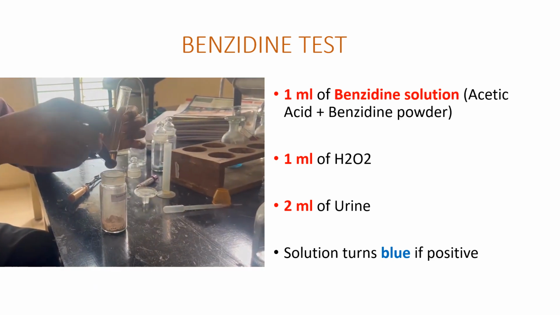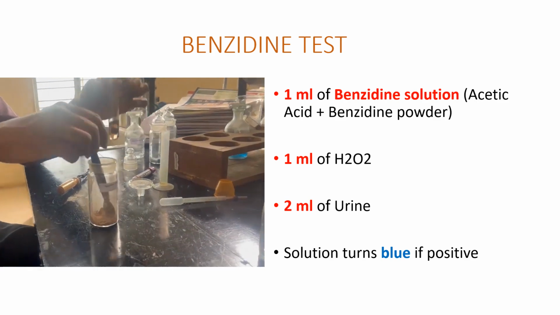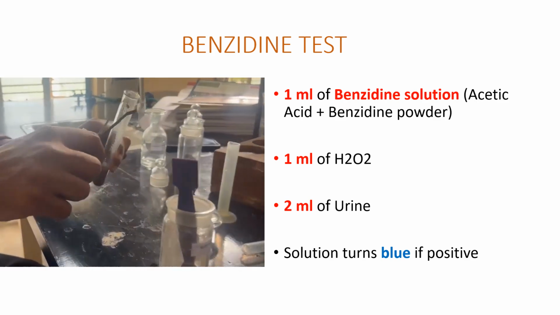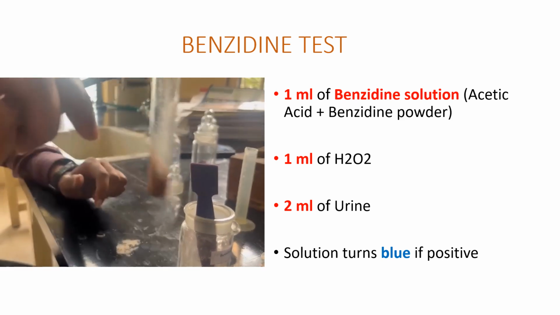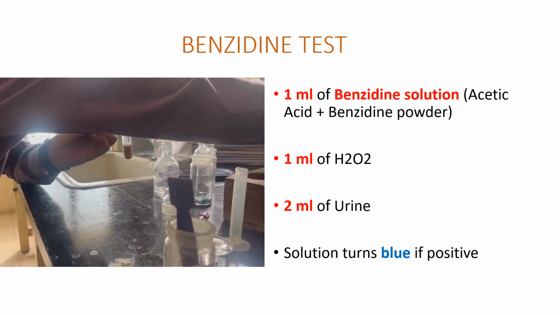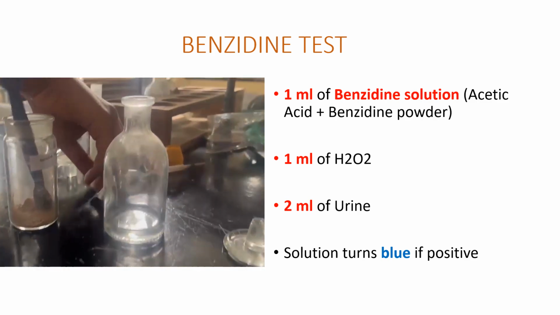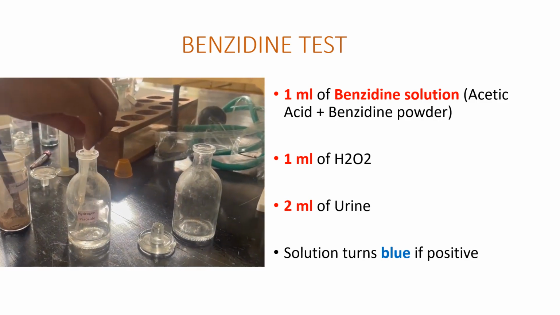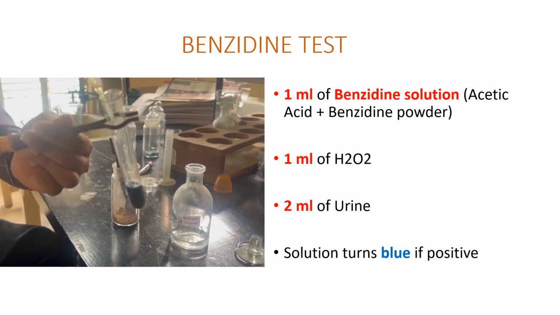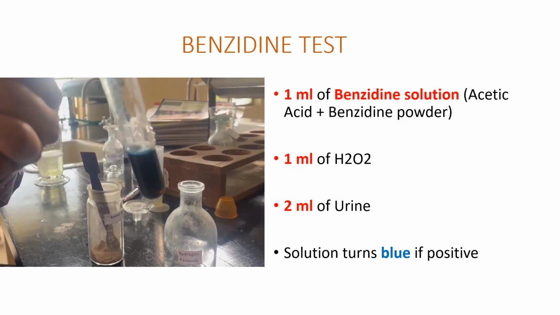This is me performing the benzidine test. I've taken the urine and also acetic acid first. Now I'm adding the benzidine powder, and then giving it a nice shake so that everything mixes well. Now I'm adding 1 ml of hydrogen peroxide. The moment I add this hydrogen peroxide, you see that the solution has turned a very nice sky blue. This blue suggests that the benzidine test is positive, meaning that there is blood in the urine. This is hematuria.